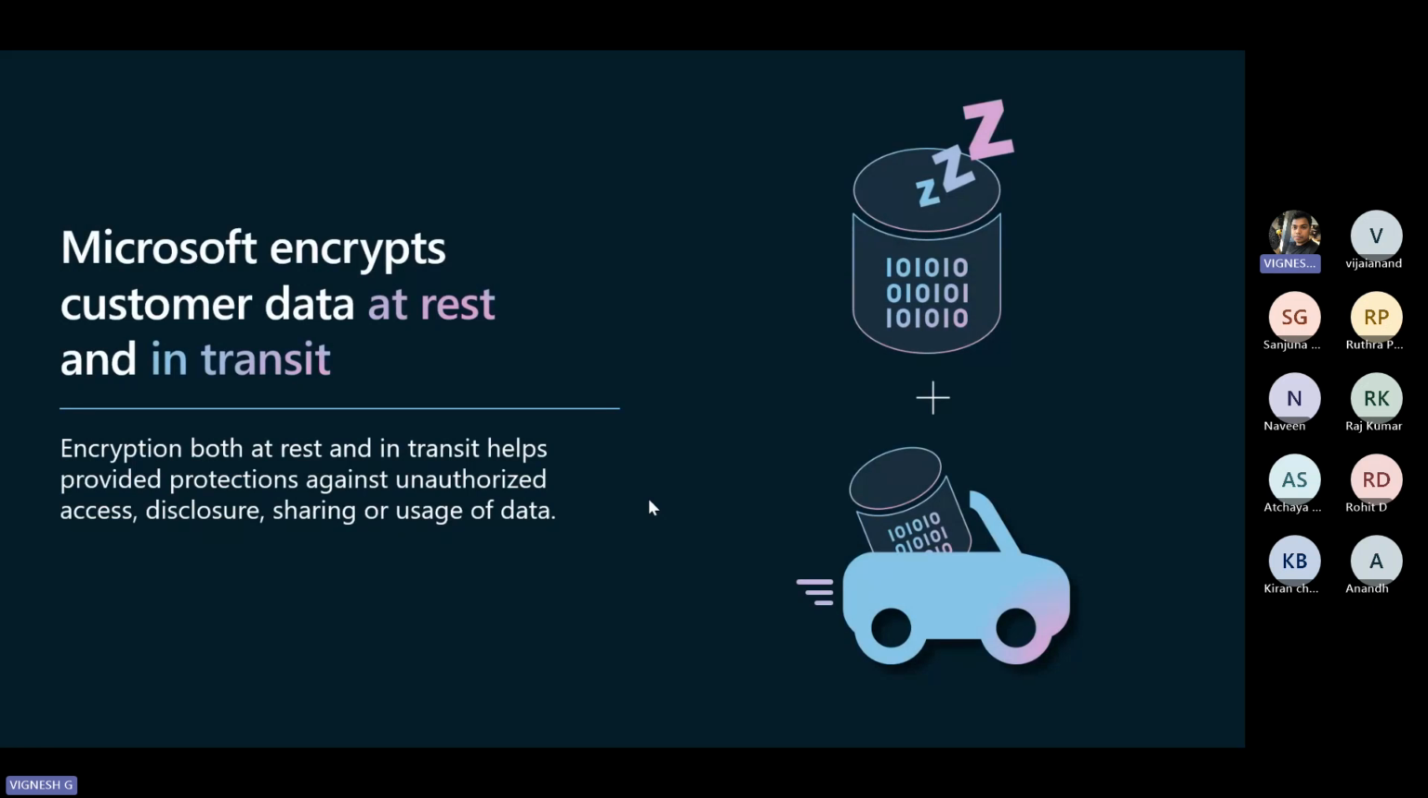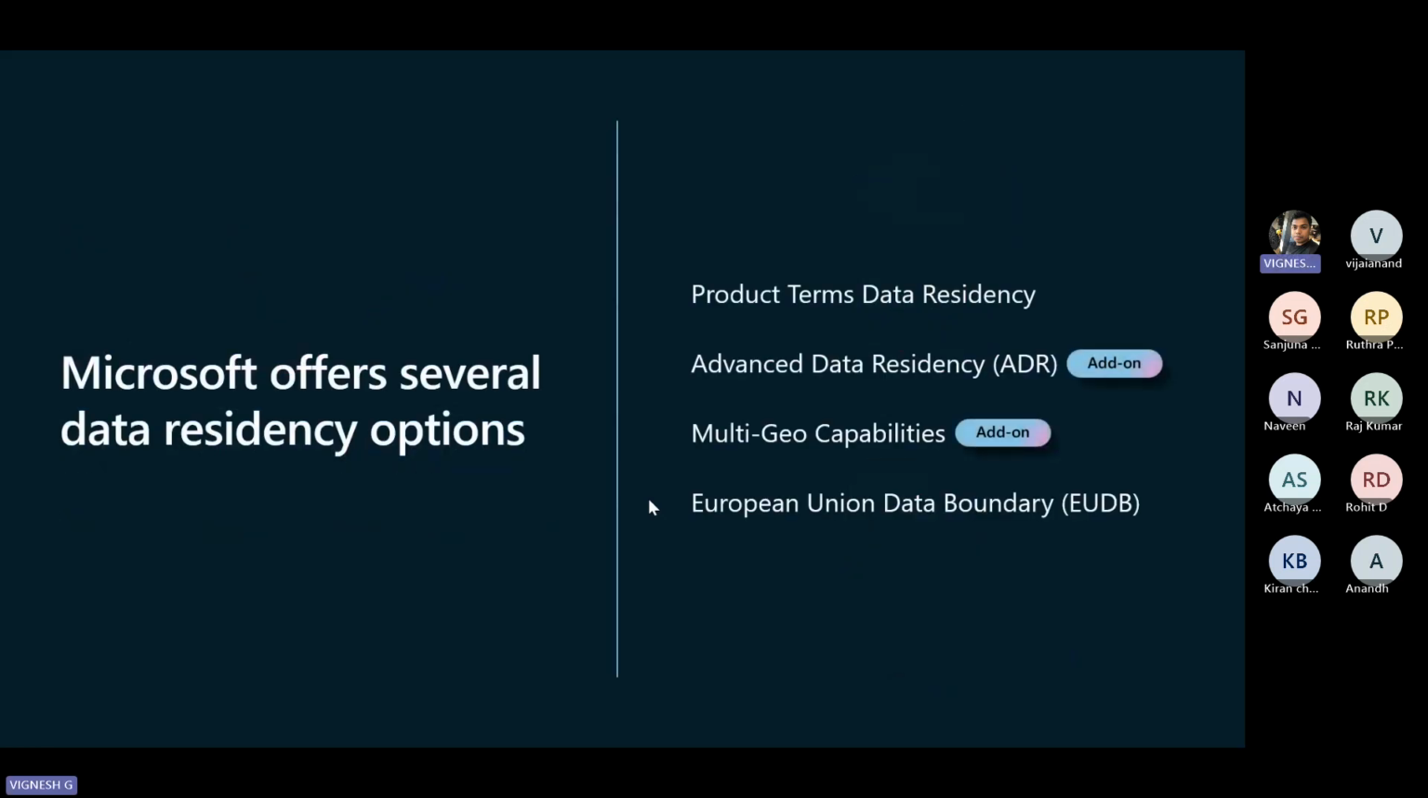Microsoft encrypts customers' data at rest and in transit. So even though data residency doesn't apply to data in transit, encryption is guaranteed. Encryption happens for data which is kept at rest, and encryption also happens for data in transit. And these are some Microsoft offerings for several data residency options.